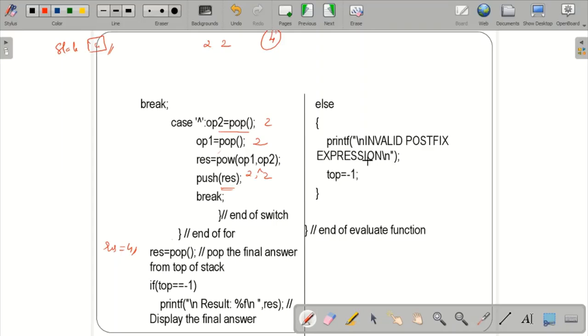Else, invalid postfix expression. Why this particular condition? For example, you popped this, and after that you had one more element on the stack, and it is not a proper postfix expression, so it is invalid. For example, your final result was 4, after that you had something like 5 again, and then you don't have any operator. The answer was 4 and then you pushed 5 and you don't have any operator to perform on it, then it is an invalid postfix expression. So the else part is invalid postfix expression, and then again top is decremented to minus 1. So this is regarding the evaluate function.